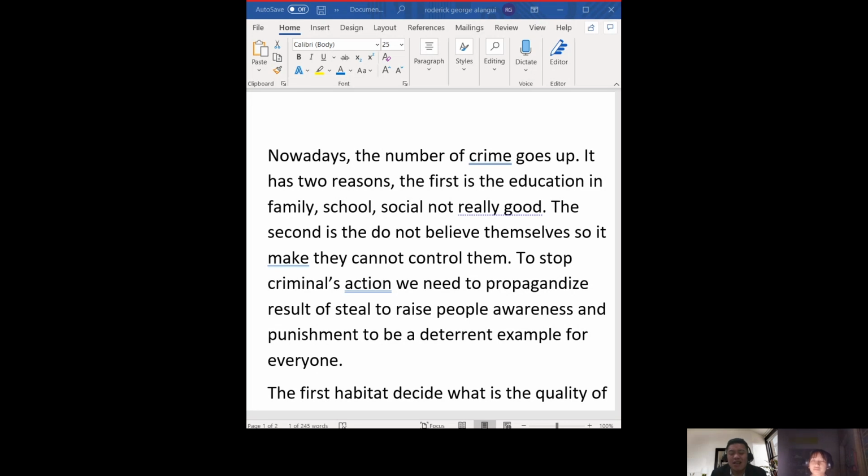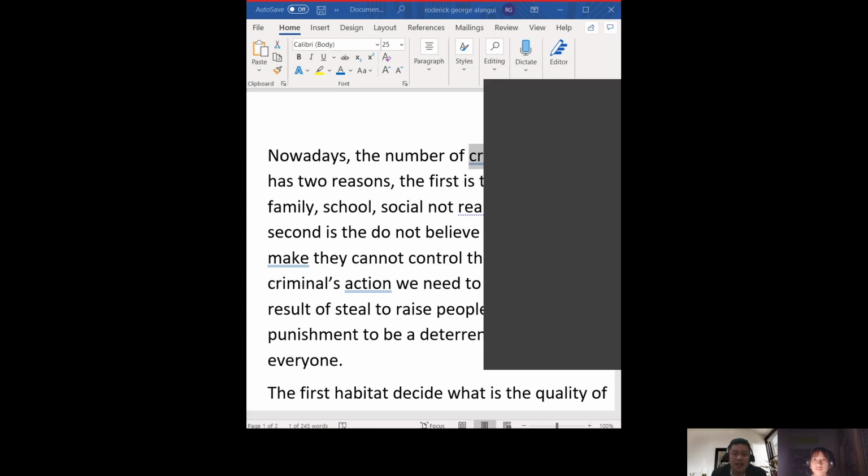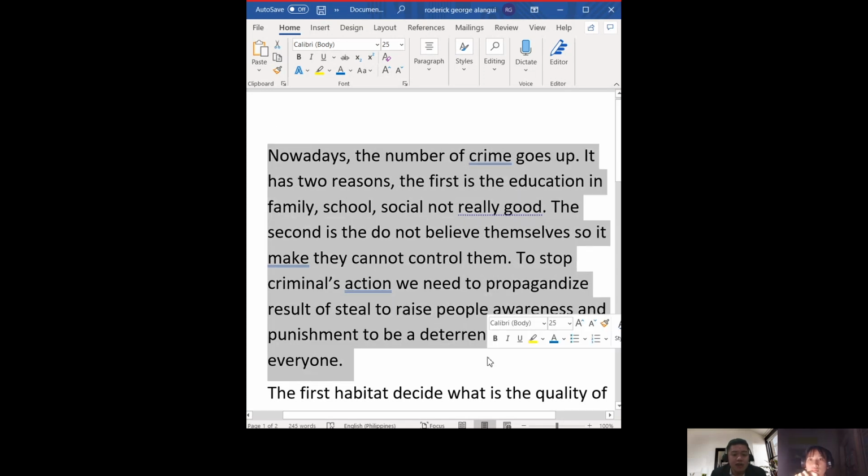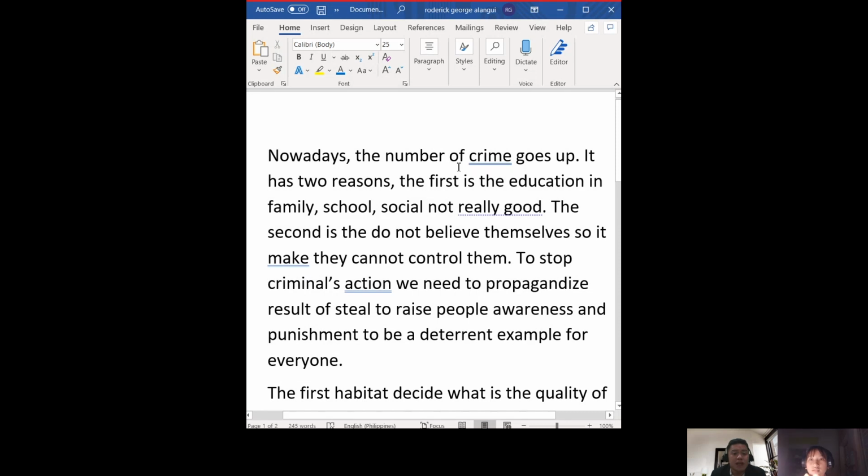Yes. So that is one of the bad things that could happen in a place where it's becoming modern, and that could be very bad. Understand, very understand. Okay, now let's look at your task. Now, nowadays, this is your first paragraph, right? Remember, the number of crime goes up.